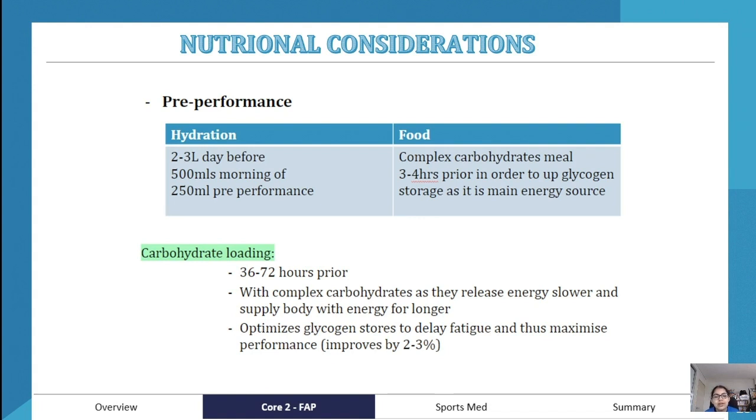Eating carbs 3 to 4 hours before is different from carbohydrate loading, which is eating lots of carbs to store energy, and we do this 36 to 72 hours prior, so 1 to 3 days before. Complex carbs release energy slower and supply the body with more energy for longer, and they're also able to optimize glycogen stores to delay fatigue and thus maximize performance, improving performance by about 2 to 3%.